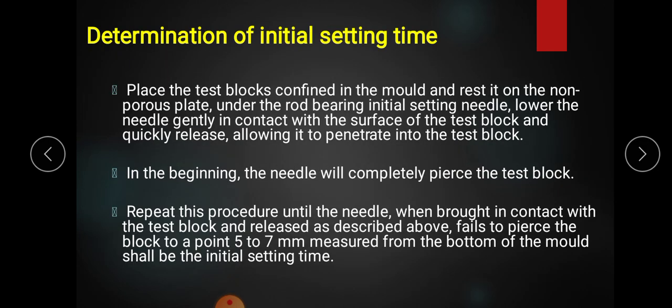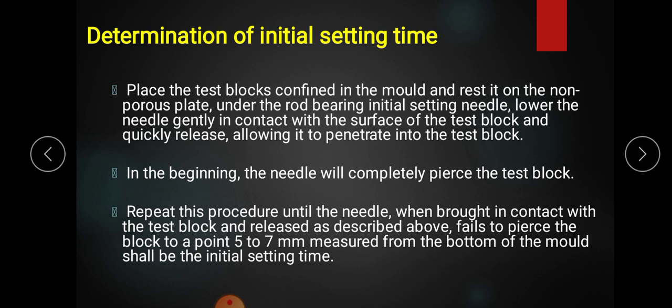After placing that test block, we need to release that quickly, allowing it to penetrate into the test block. In the beginning, the needle will completely penetrate into the test block. When we release the movable rod, it will directly penetrate into the test block completely at the starting stage. So slowly we need to give the next try, we need to repeat it.